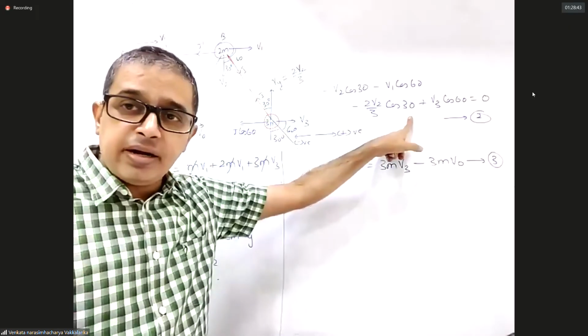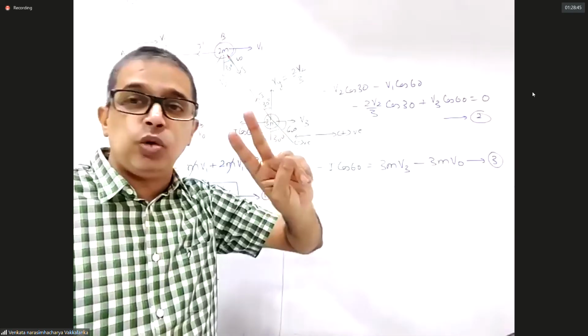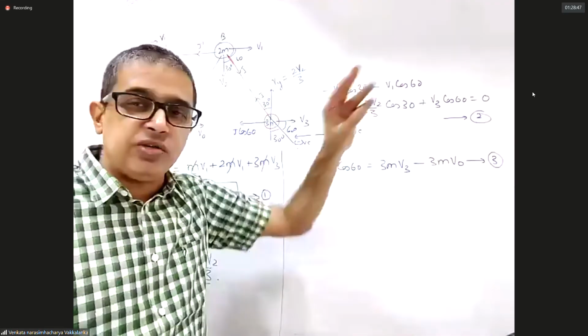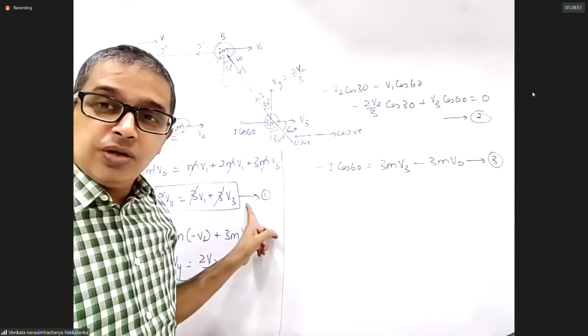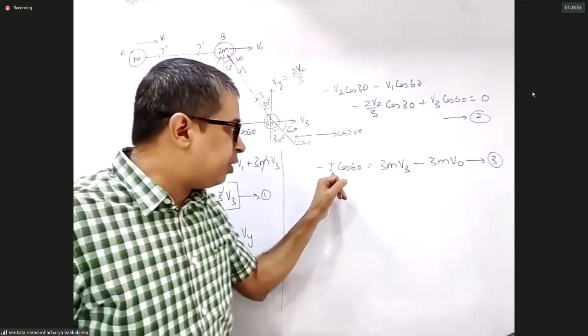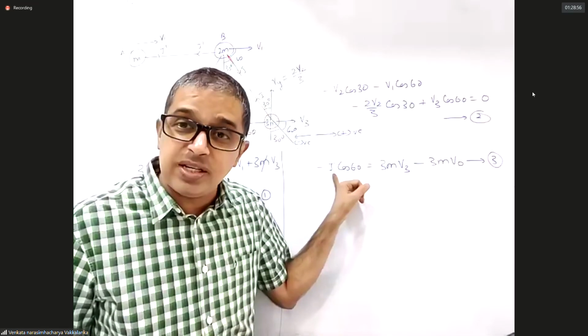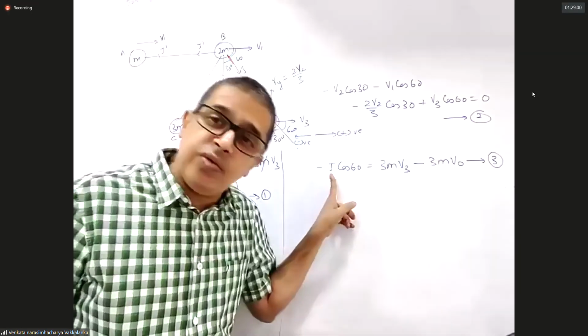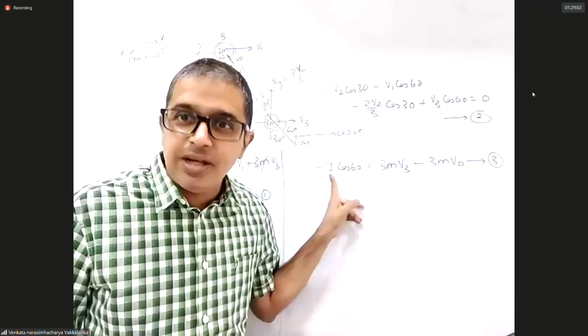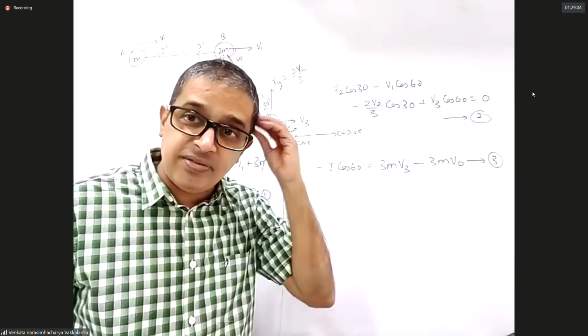Till here, I had three variables and two equations. What are the three variables? V1, V2, V3. And I have only two equations. So I am forced to introduce the impulse equation, but the risk that I am taking is I have introduced a new variable also along with it. J now came into your life.